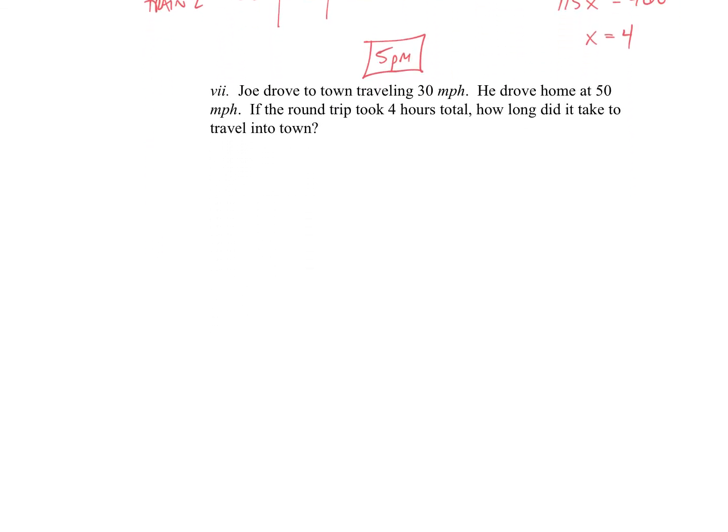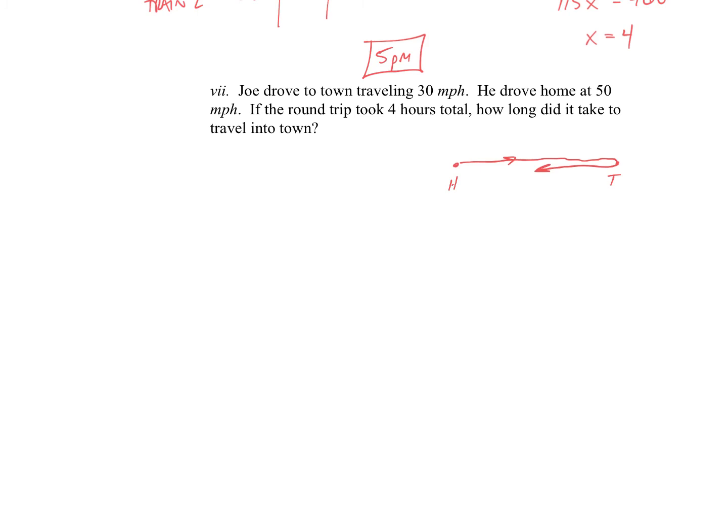Okay, Joe drove to town, traveling 30 miles per hour. Okay, so we've got Joe's house and town. So Joe's going that way initially, traveling 30 miles per hour. He drove home at 50 miles per hour. So he drives to town and then he turns around and drives home, and he's doing these at different rates.